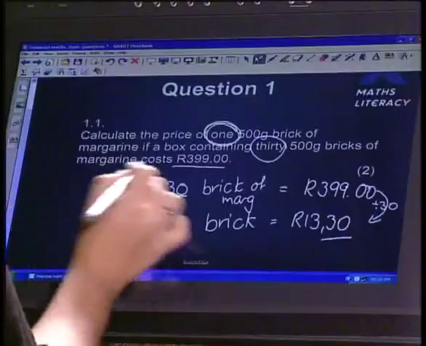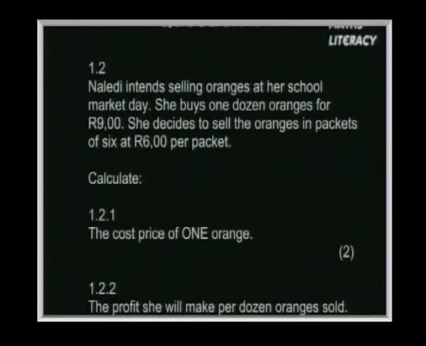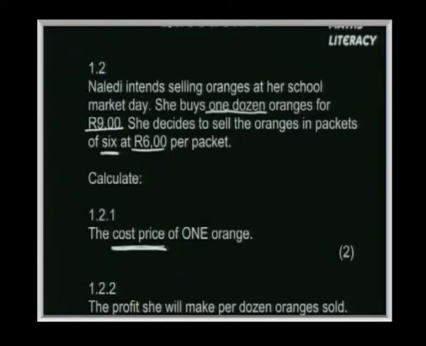Right, let's go on to part 2. A lady intends selling oranges at her school market day, and she buys 1 dozen oranges for 9 Rand. So the key thing there is that 1 dozen oranges is 9 Rand. She decides to sell the oranges in packets of 6 at 6 Rand per packet. And the first question is to find out the cost price of 1 orange. Now the cost price is what you bought it for, what you actually paid for that item. So I want to find out how much she paid per orange.